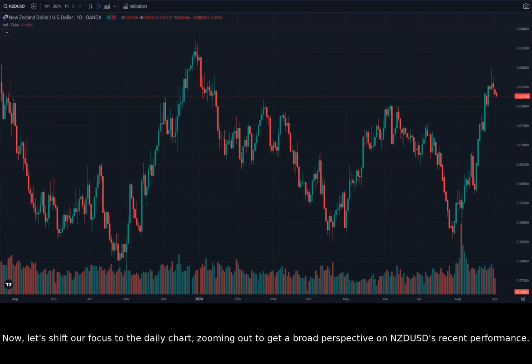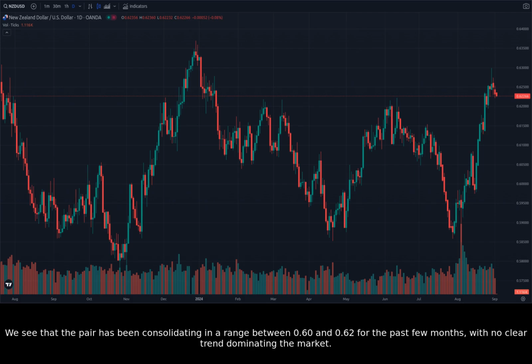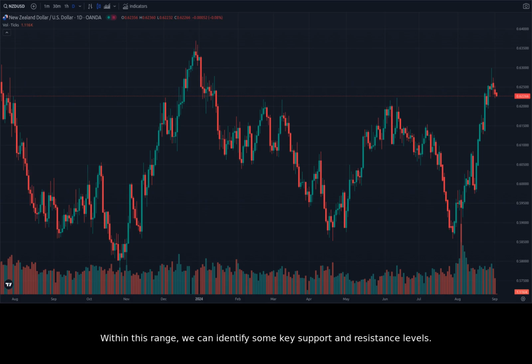Now, let's shift our focus to the daily chart, zooming out to get a broad perspective on NZDUSD's recent performance. We see that the pair has been consolidating in a range between 0.60 and 0.62 for the past few months, with no clear trend dominating the market. Within this range, we can identify some key support and resistance levels.